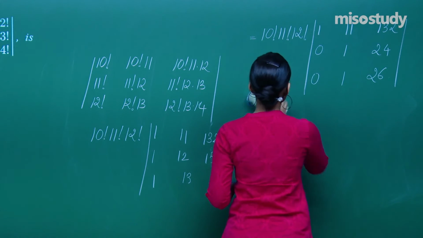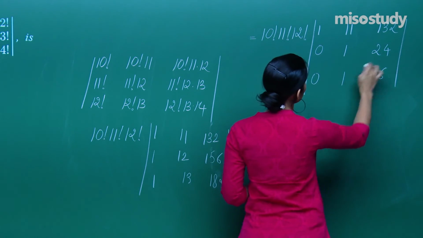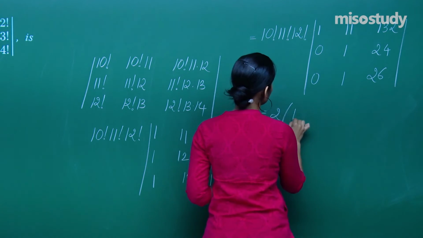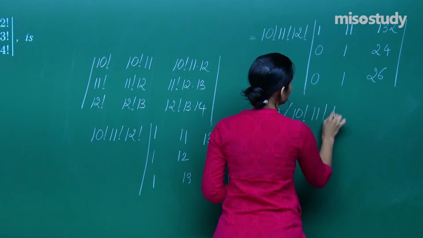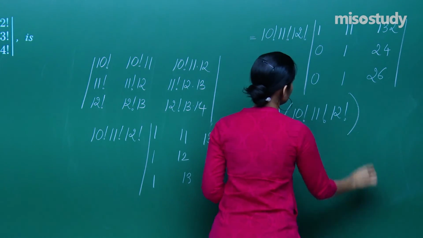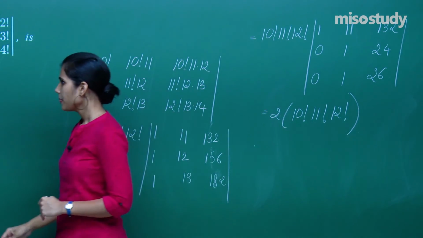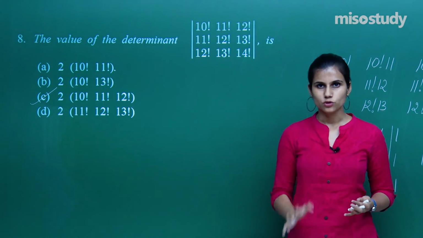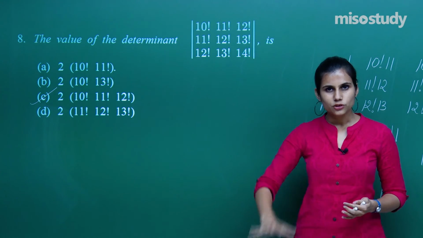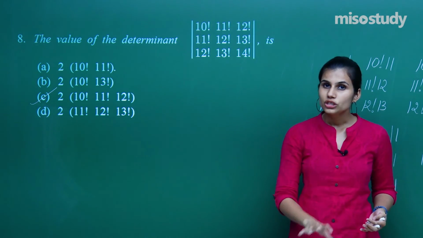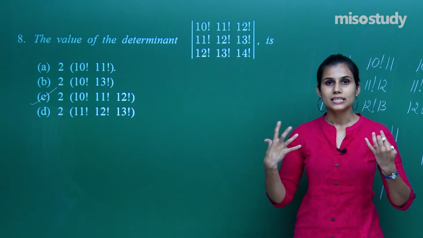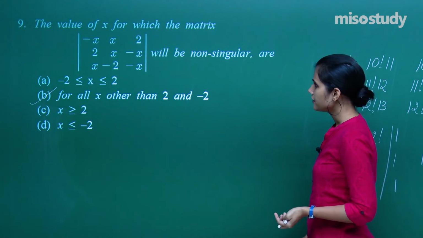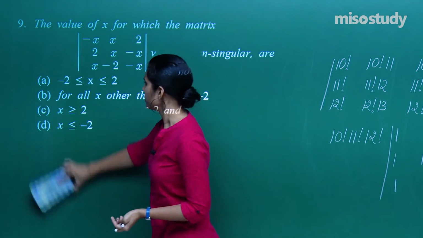Then when you expand this, what you get is 26 minus 24. 26 minus 24 is 2. Your answer is twice of 10 factorial into 11 factorial into 12 factorial. Okay? That's how you evaluate this determinant by just the usage of factorial properties. So you can see how factorial comes into picture, how AP, GP, HP comes into picture and actually is demonstrated in the form of determinant. So all the concepts need to be very, very clear to tackle the questions of determinant.